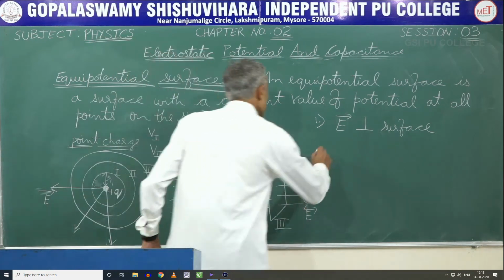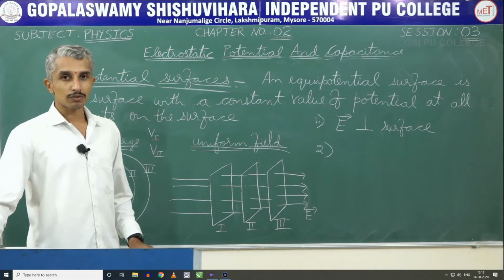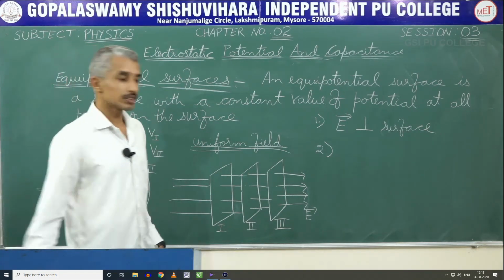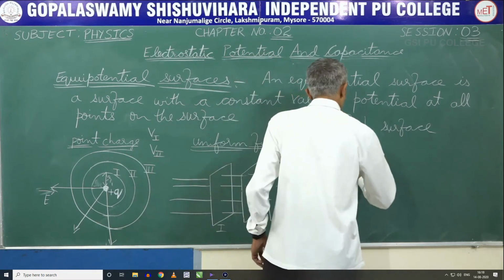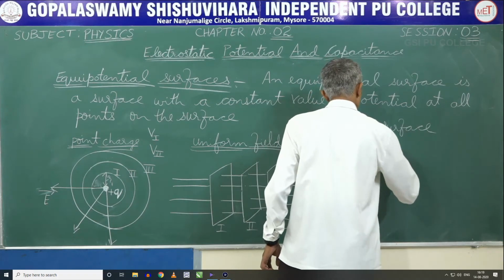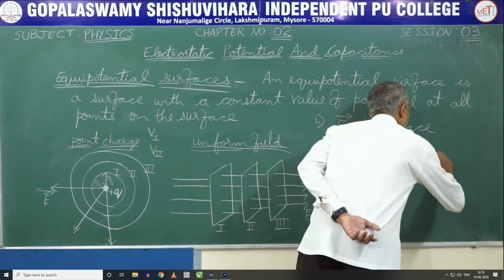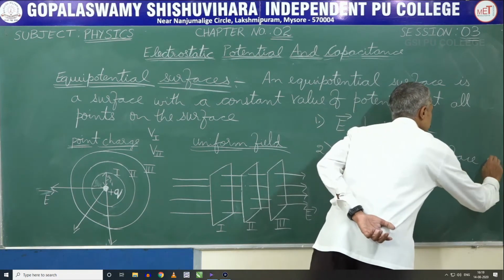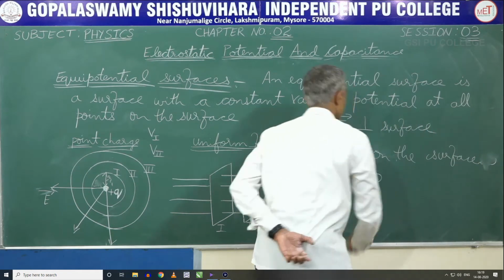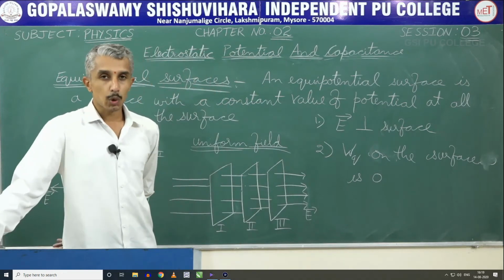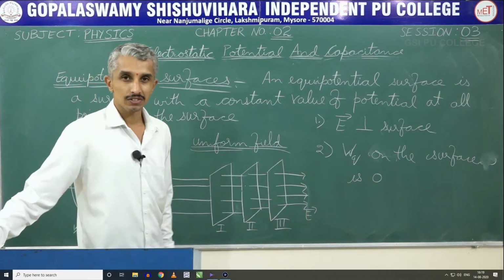Second thing, no work is done to move a charge from one point to another point of an equipotential surface. So the work done in moving a charge on the equipotential surface is going to be 0. So no work is going to be done to move a charge from one point of an equipotential surface to another point of the same surface.